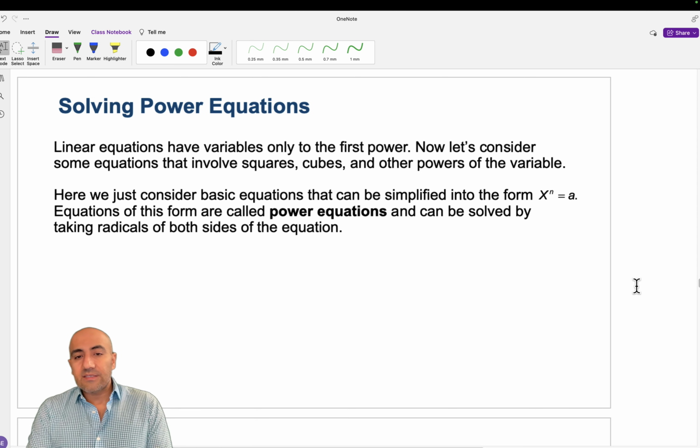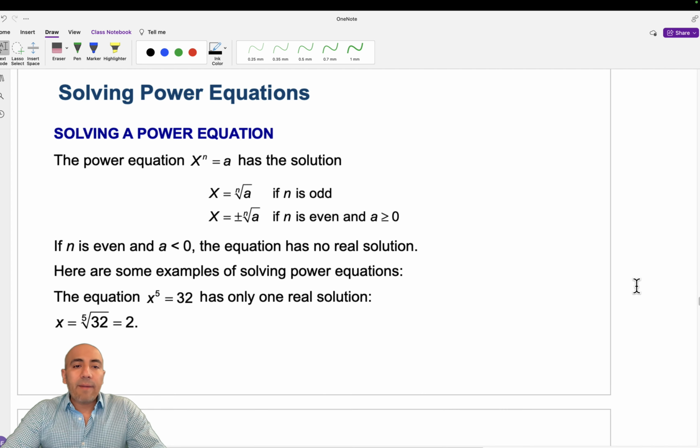Here we just consider basic equations that can be simplified into the form x to the power of n equals a. Again, remember x is the independent variable, n and a represent constants. So equations of this form are called power equations and can be solved by taking radicals of both sides of the equation. The power equation x to the nth equals a has the solution.